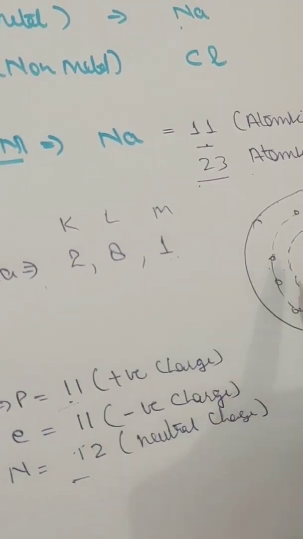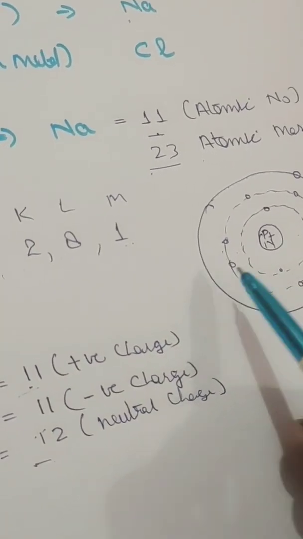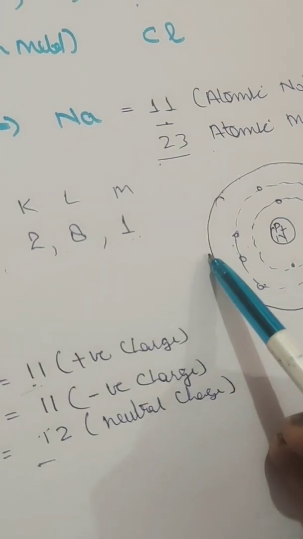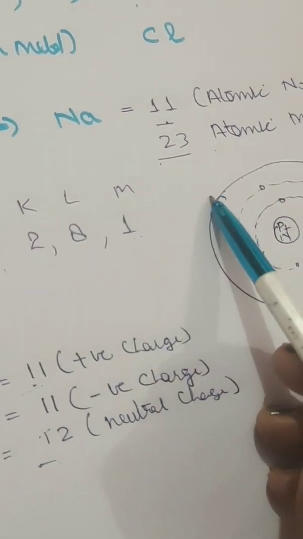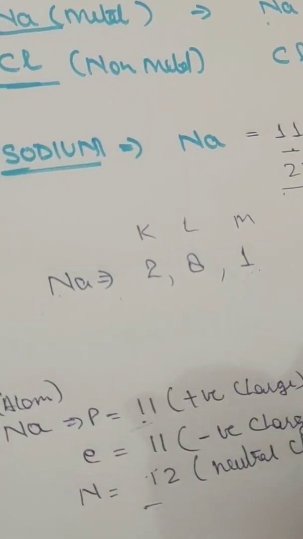So now in the second shell there should be 8 electrons, and in the outermost shell it should be 18 or 8 electrons. 8 electrons also will do. But here sodium has only 1 electron in its outer shell, so sodium wants 7 electrons.